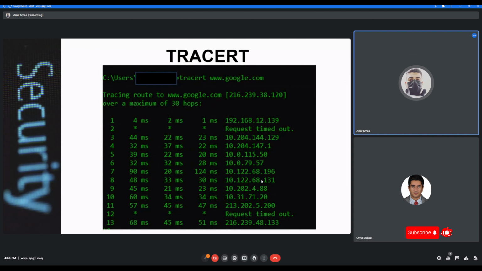Trace routes. This command allows you to view the route packets take across a network to reach their destination. The command can be initiated by typing TRACERT, then type destination address in the command prompt.